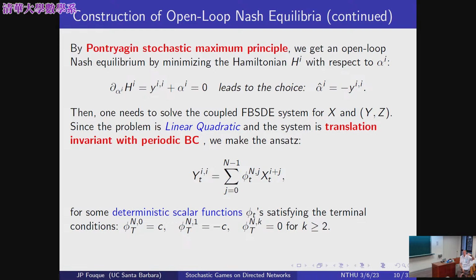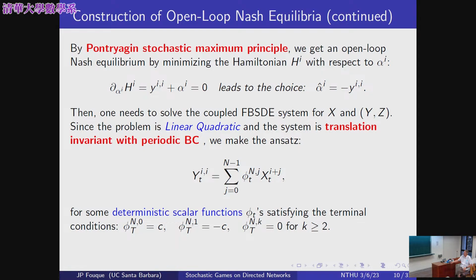You know that the value function should be a square. So y is a derivative of the value function, so it should be linear. And this is your guess. You want a y which is linear in x, a linear combination of all the x's. What is unknown are the coefficients. Those coefficients depend on t also, but you want them to be deterministic. So your ansatz, your guess, is that y is a linear combination of all the x's, but you don't know yet the coefficients. If you can find the coefficients, then you have solved the problem. Those are deterministic scalar functions.